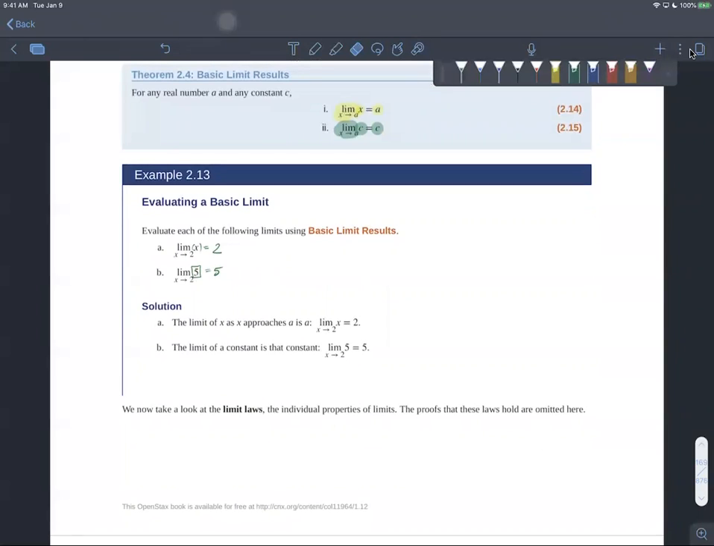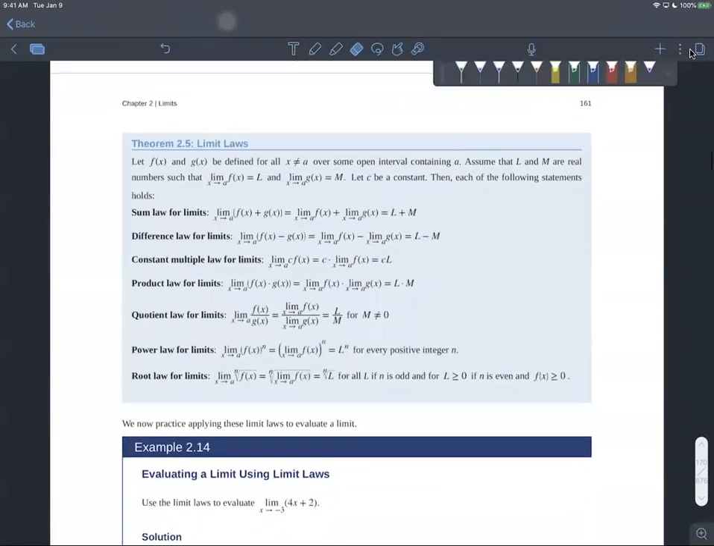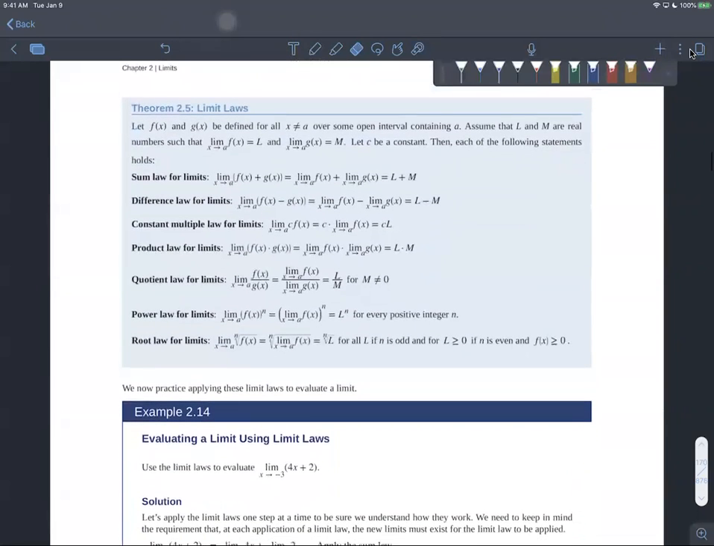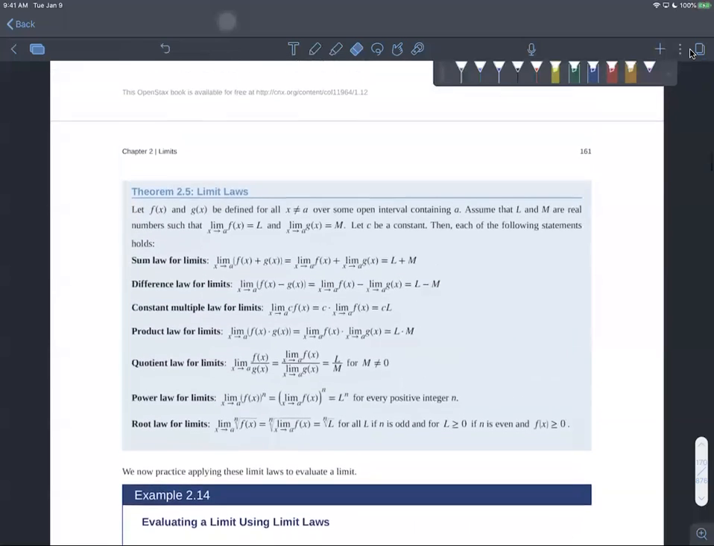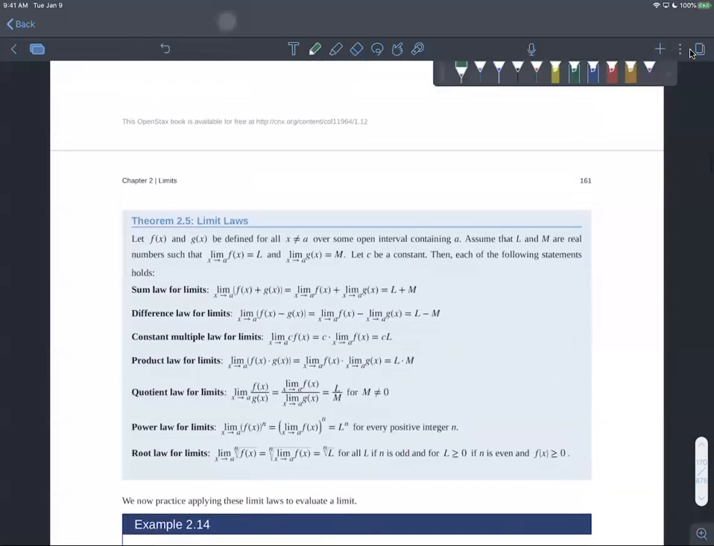We now take a look at the limit laws, the individual properties of limits. The proofs that these laws hold are omitted here. Most people probably don't want to see a proof for all of these limit laws. Okay, so that's okay. Now, what are we given?